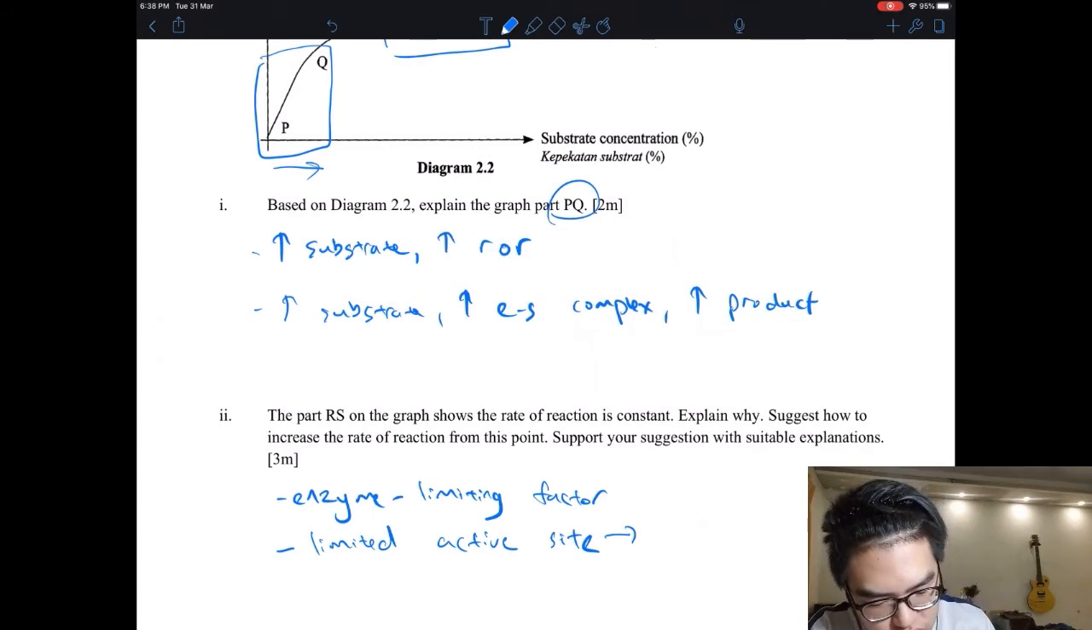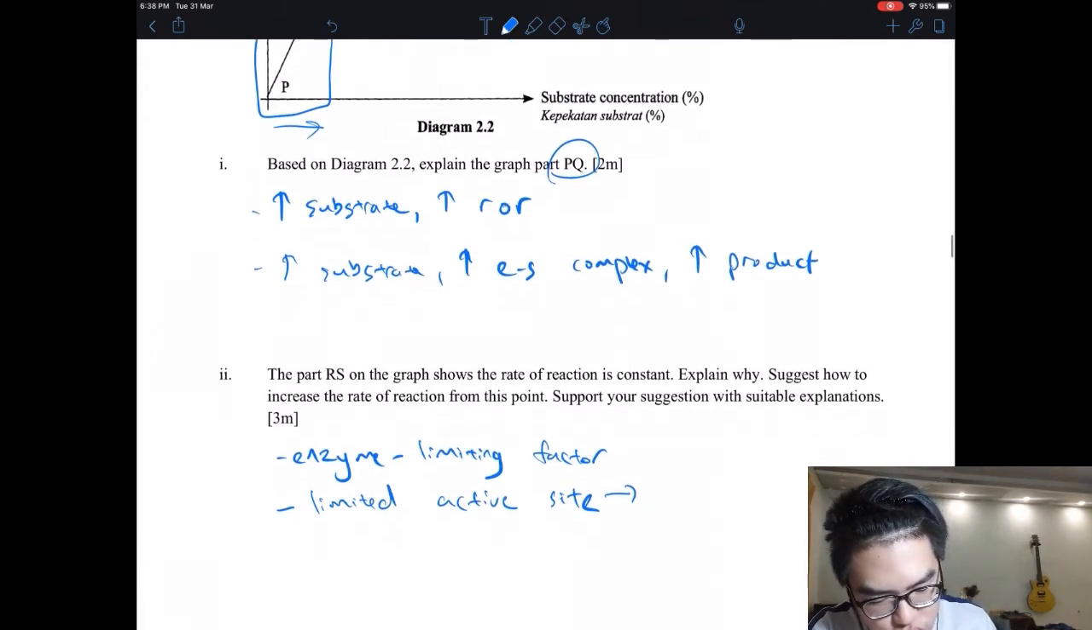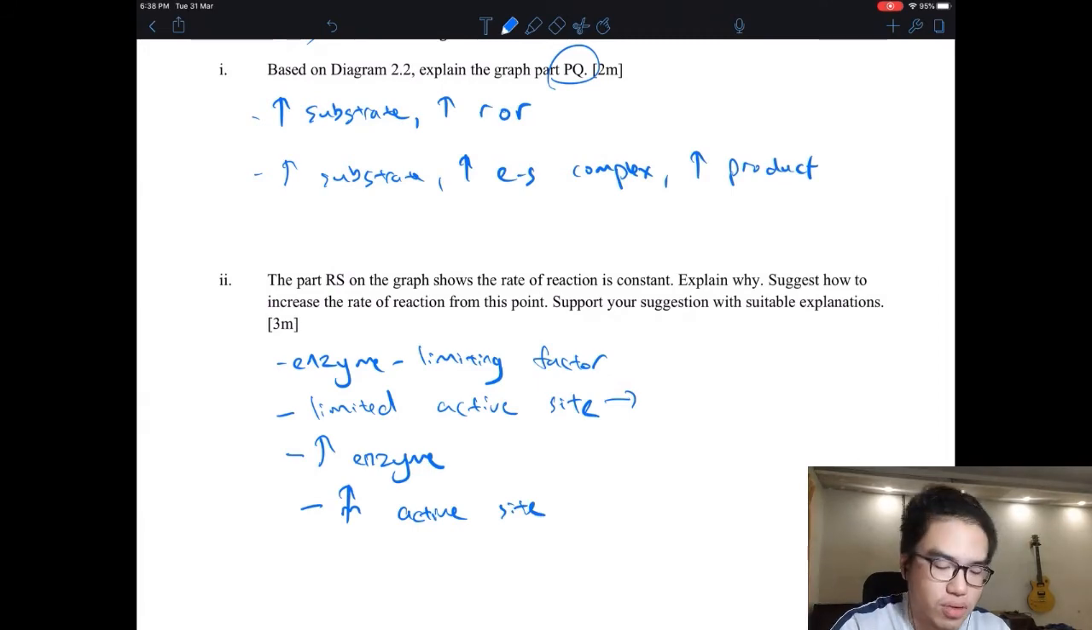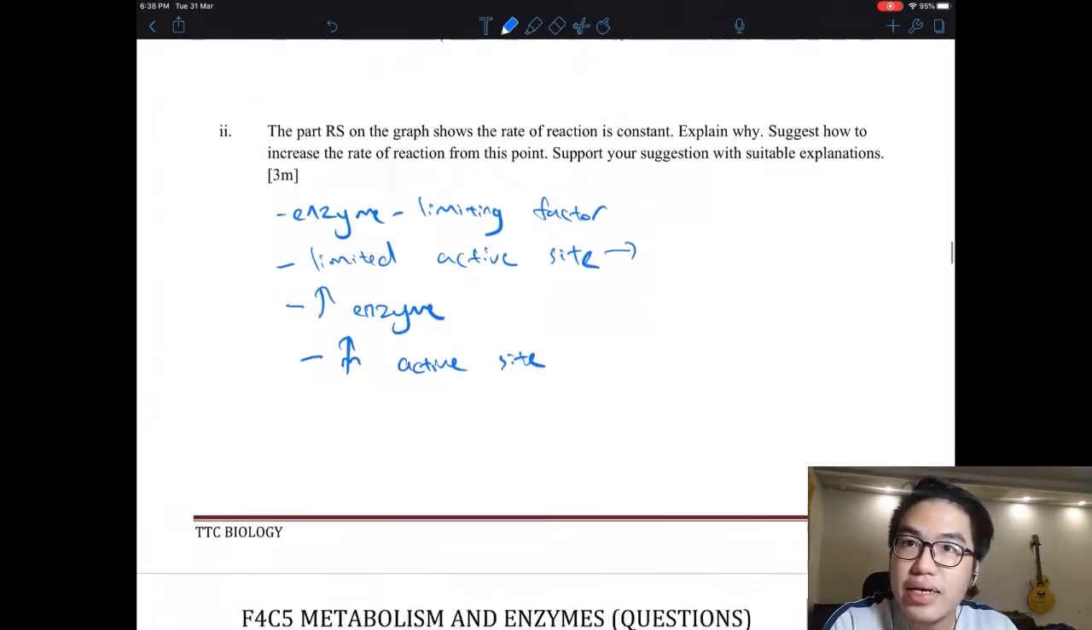Suggest how to increase the rate of reaction from this point. Support your suggestion with suitable explanation. So what do you do? You increase the enzyme, like I mentioned previously. Why? Because you have more enzyme, you have more active sites. So three points here, you can easily get all. Let's look at one more question.